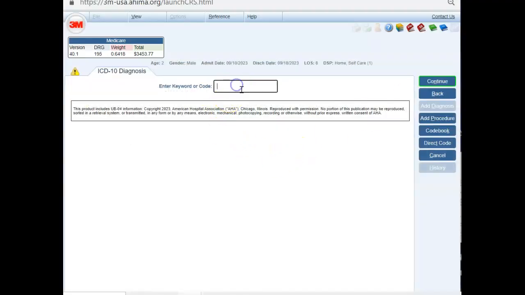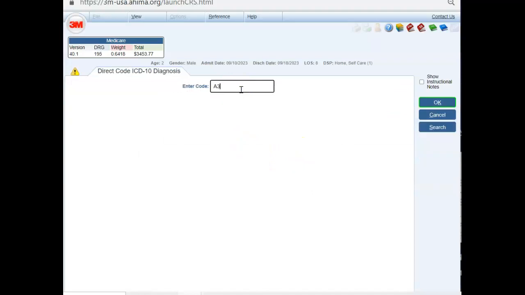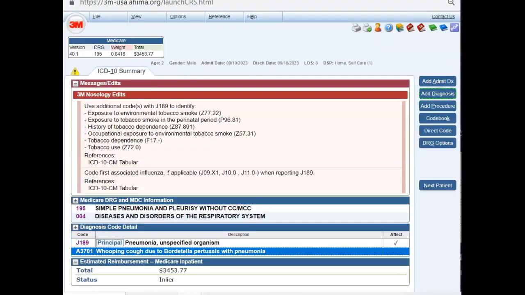Some of you had like A37.91, but we can get a little bit more specific on that. Okay. Like I said, you don't really need to add the procedure because you're going to come up with the same DRG 195. We have the MDC right here is 004. And there is our payment.